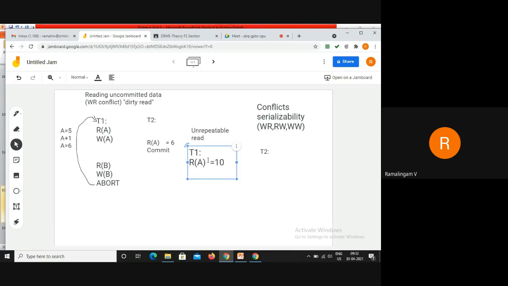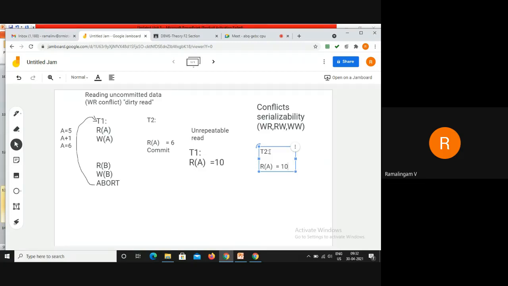And in T2, we are also reading a value of A. So read of A is also giving a value of 10. T2 is also getting a value of 10.